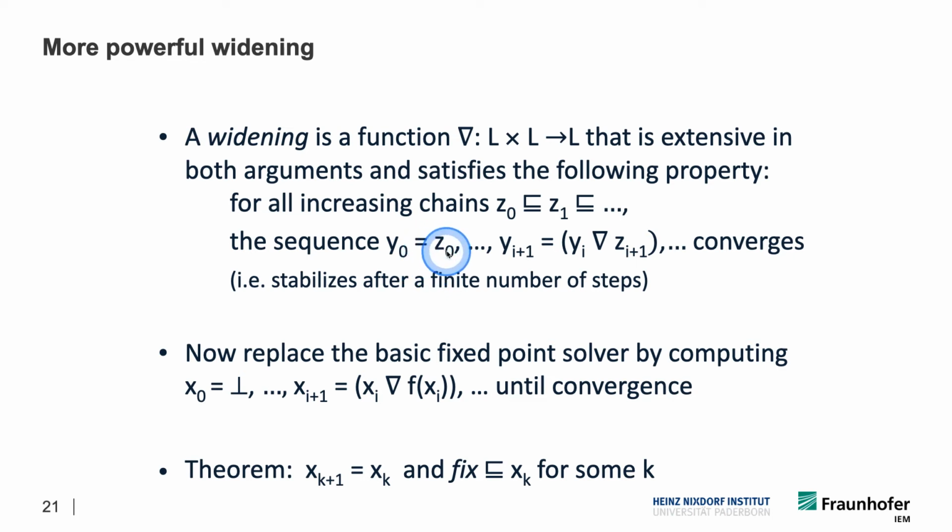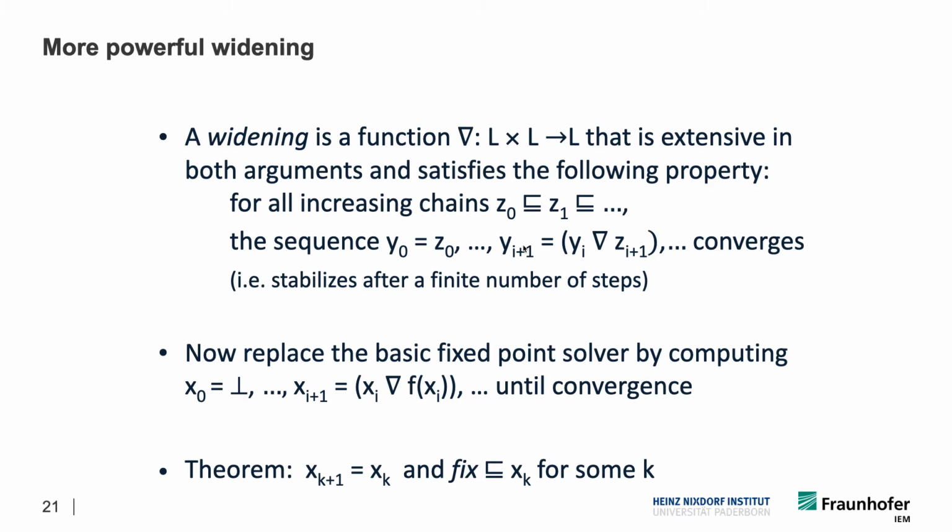So basically we are choosing here Z0 as the first value. And then in every next iteration, we're computing the value as follows. So we're taking the previous value that has already been computed, and we are widening that with the value from the current iteration, and that then produces our next value, basically. Okay. And this has to stabilize after a finite number of steps.